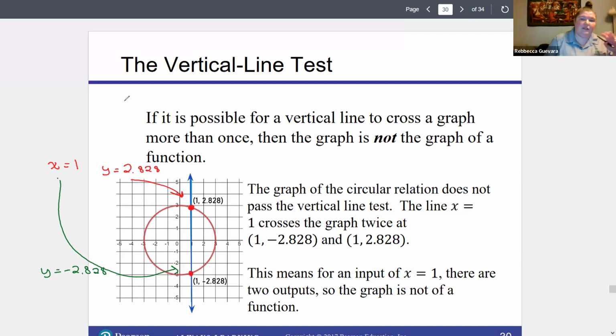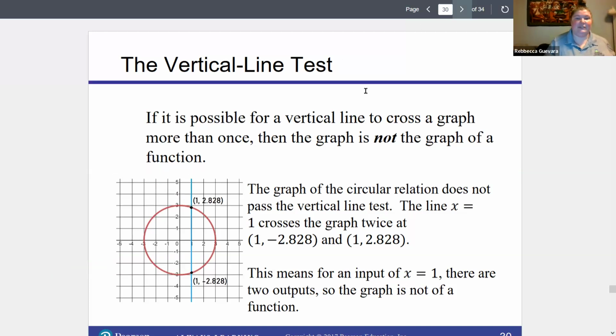So, like I said, the graph of this circular relation does not pass the vertical line test, because when the line x equals 1 goes through x equals 1, it crosses my graph in two places, meaning I had two outputs. This means an input of x equals 1 produces two outputs, meaning this can no longer be a function. Oops, sorry, I got a button on this thing. It keeps moving stuff.